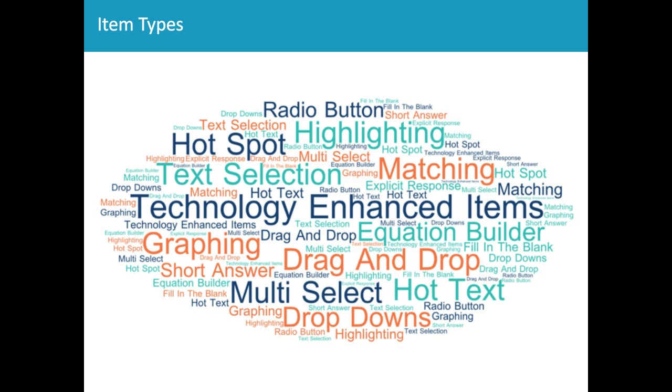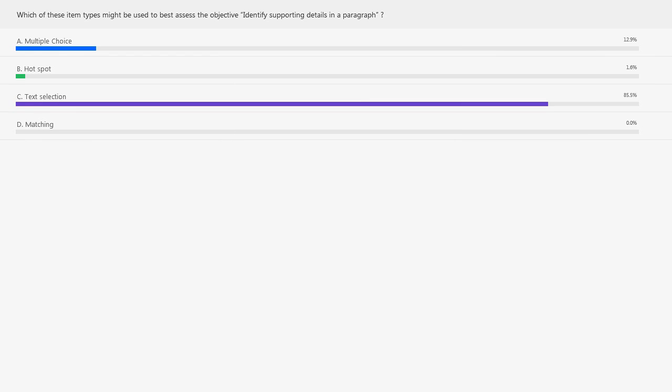Text selection items allow the student to click on words or phrases or sentences in a passage. And matching items provide a way for students to connect answer choices like words, phrases, or numbers or objects to a premise column. So go ahead and enter your answer choice and any other information you'd like to give.